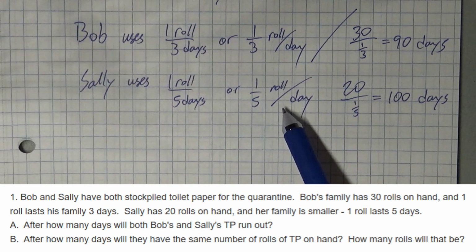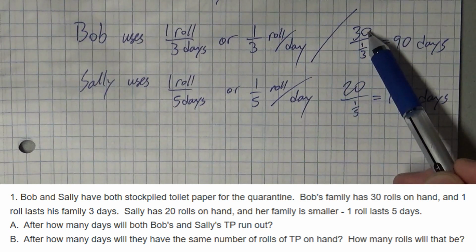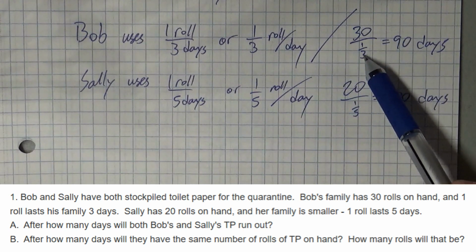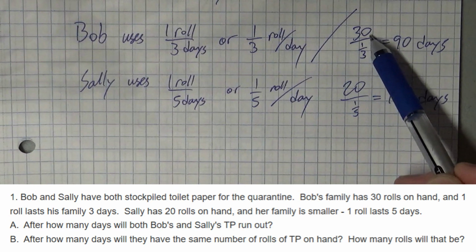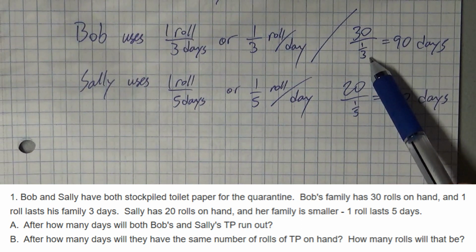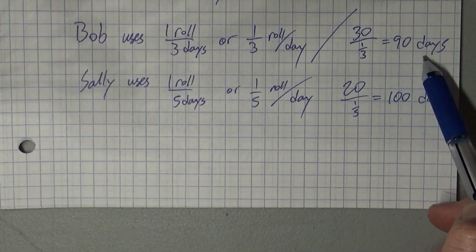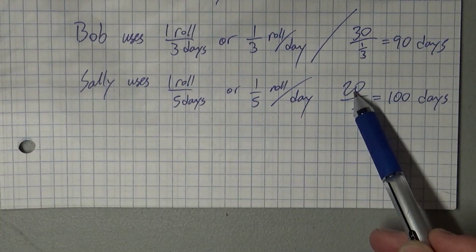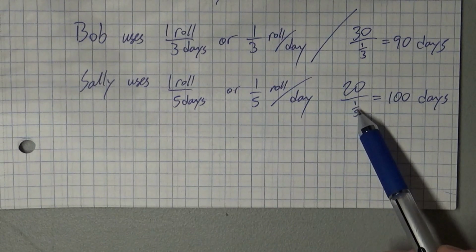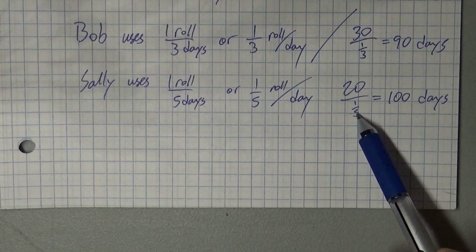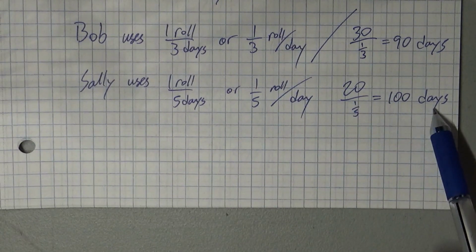If we want to find out when their supply will run out, we're going to take the amount they started with and divide by the amount they use per day. So in this case, it'd be 30 rolls divided by 1/3 of a roll per day. Bob's supply should last him 90 days. Sally starts with 20 rolls, but she only uses 1/5 of a roll per day. Her supply should last 100 days.